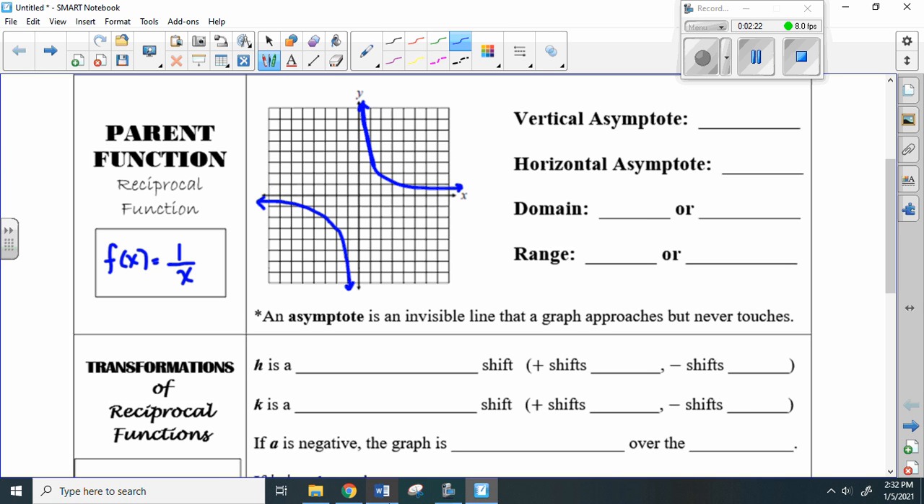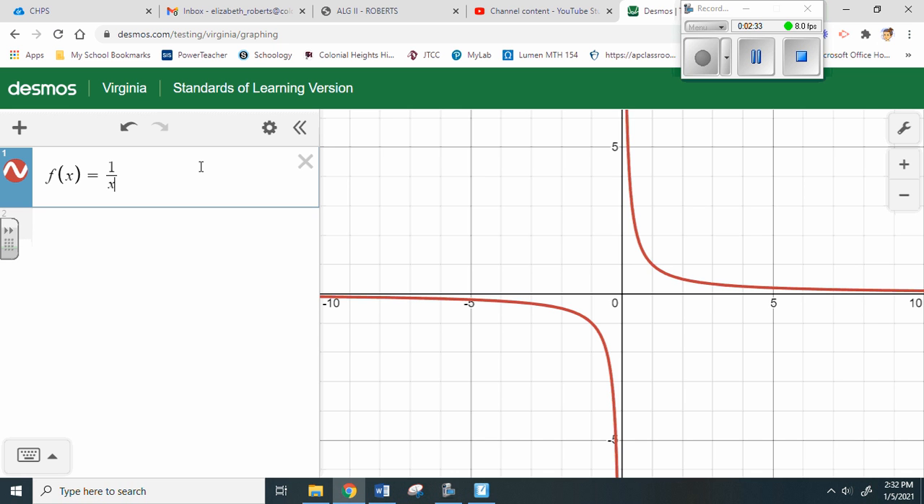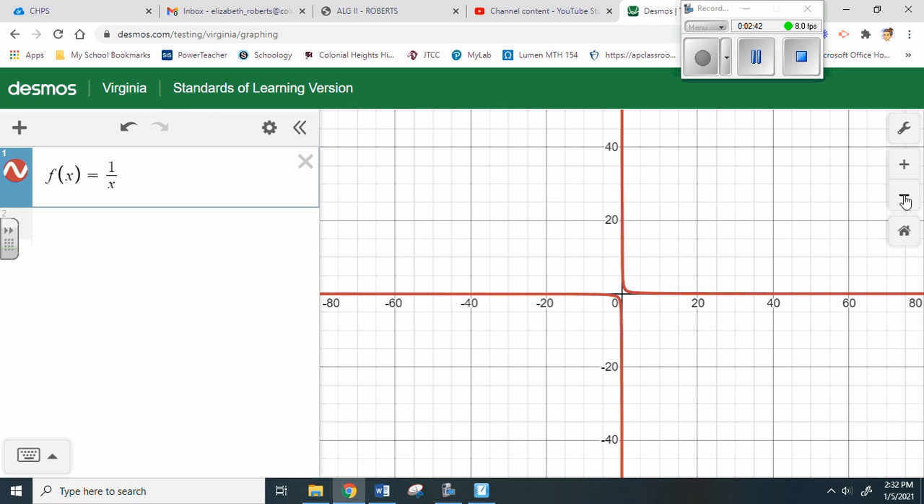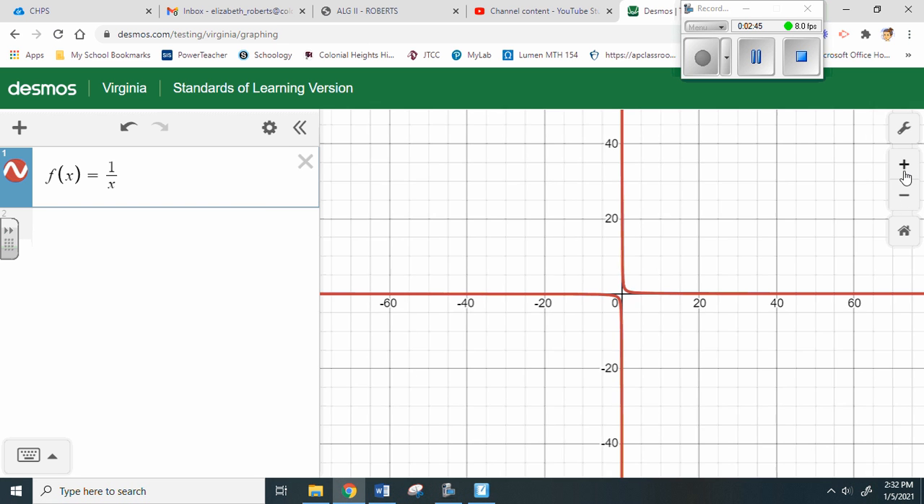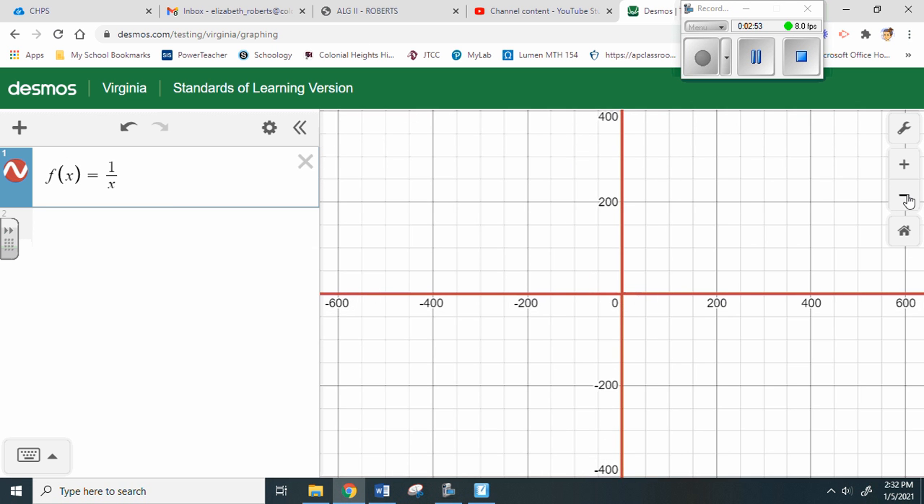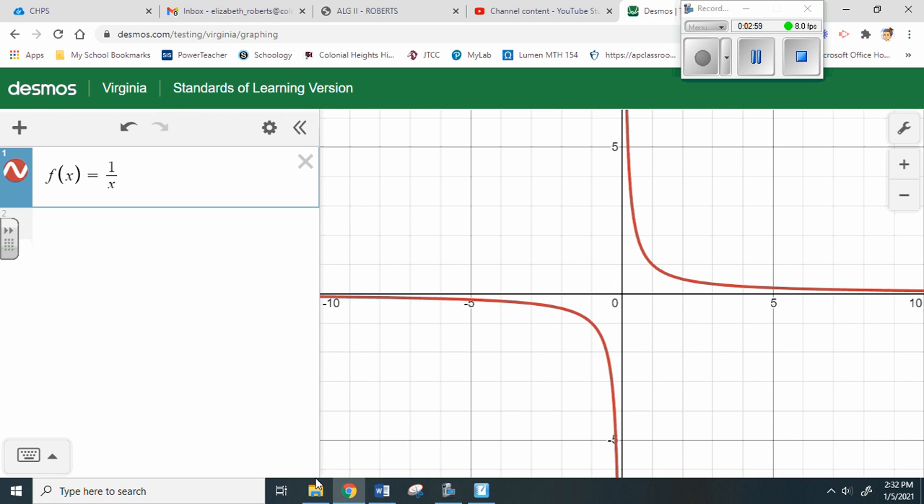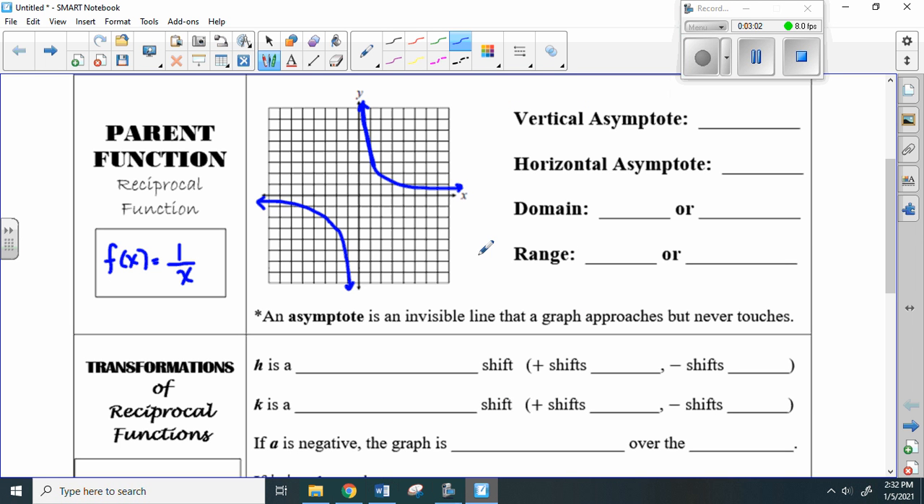If you were to type it into Desmos, which I have pulled up right here, you can type in f of x equals 1 divided by x. You will see that you have these two curves, and you can zoom out as far as you want to. They never turn and curve any other way. They just kind of go along. They get really, really close to the x and the y axis, but you'll see they never, ever cross the x and y axis. So that's going to be important when we talk about the other characteristics.